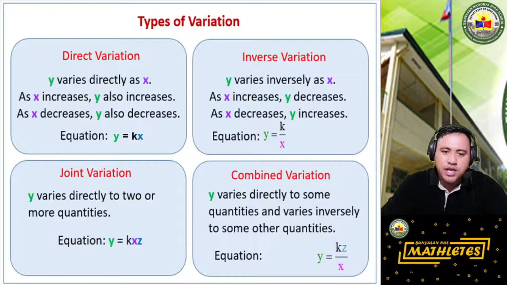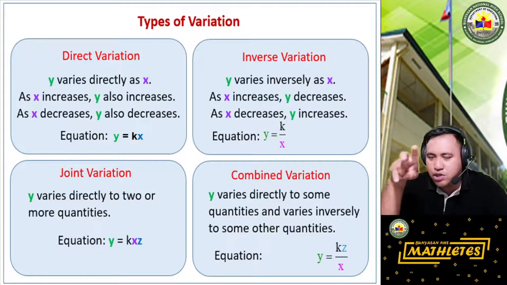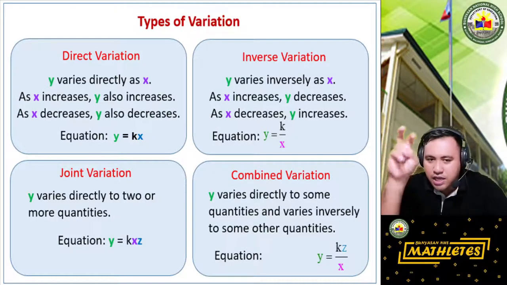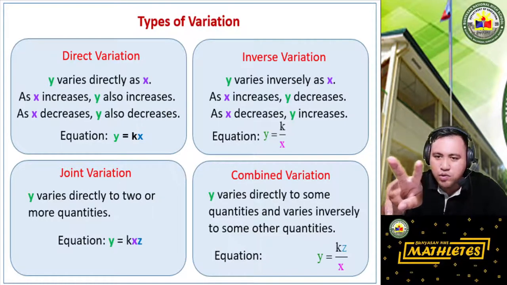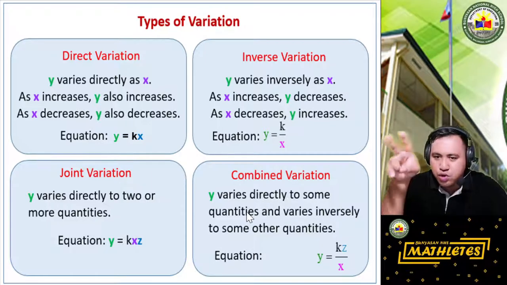Joint variation. Before we discuss joint and combined, direct and inverse variation are kinds of variation that deal with the relationship between only two variables. Dalawa lang yung dinidescribe ng direct and inverse. While joint and combined involve two or more variables, two or more quantities.